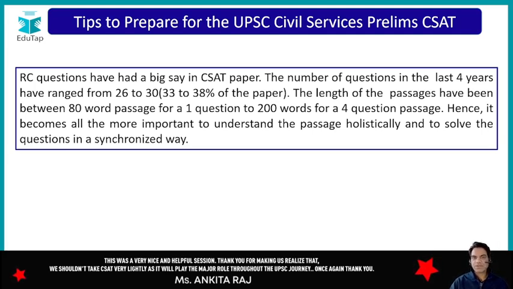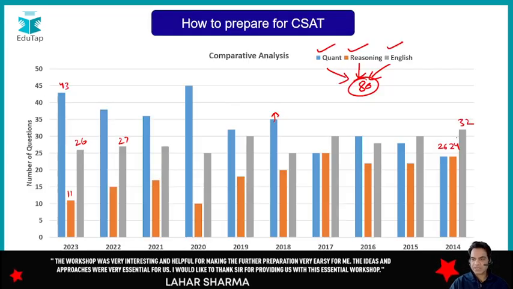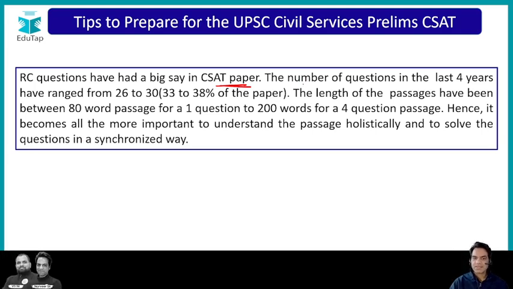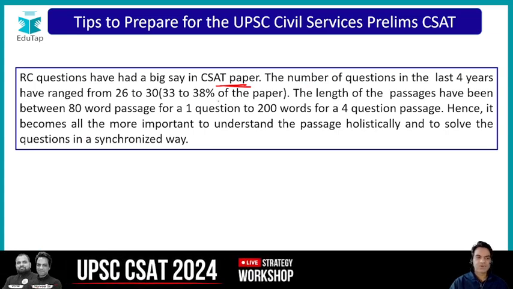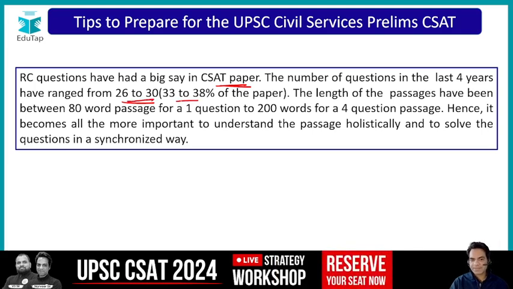So first of all, you need to understand guys, RC questions have had a big say in the CSAT paper all along. As I told you earlier, if you look at the gray line, English has always been an integral part of CSAT, right? So RC questions, reading comprehension questions, have had a big say in the CSAT paper. The number of questions in the last 4 years have ranged from 26 to 30. That means 33 to 38%, exactly what you need to crack your exam, right?